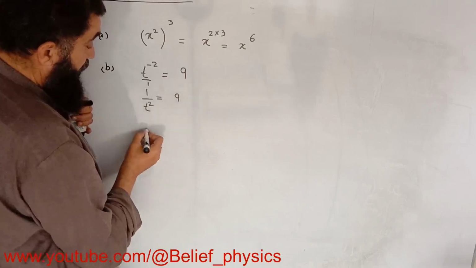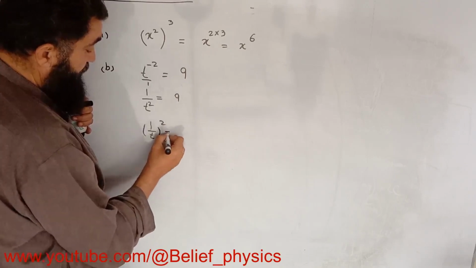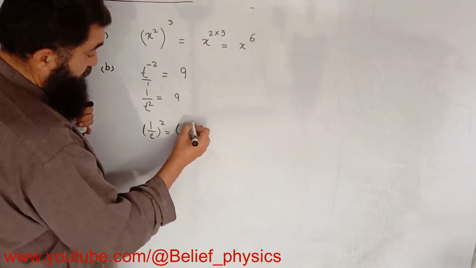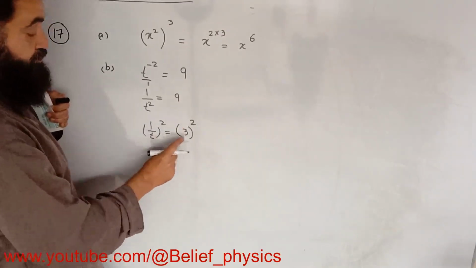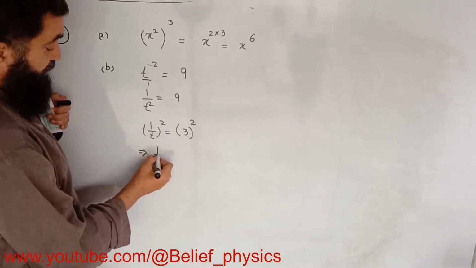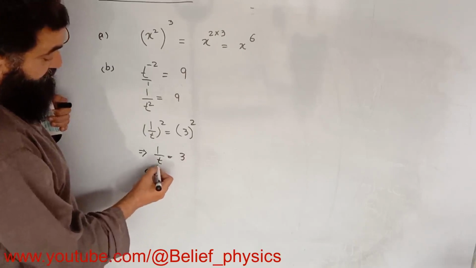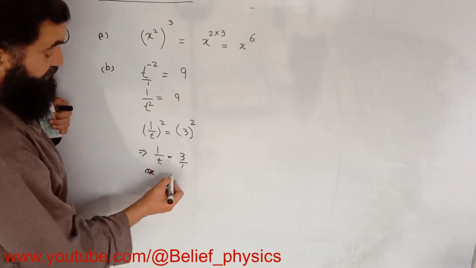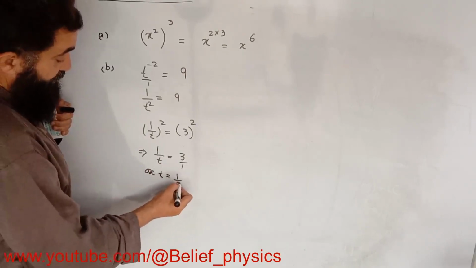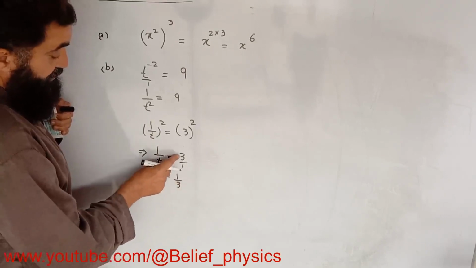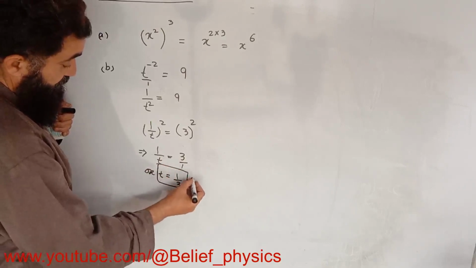So 9, or we can write it, (1 over t) squared is equal to 3 squared. The powers are the same, so the bases should be the same. It means that 1 over t should be equal to 3, or 3 over 1. If we cross multiply, then we get t is equal to 1 over 3. Or take the reciprocal of 1 over t, which is t, and the reciprocal of 3 over 1, which is 1 over 3. So t is equal to 1 over 3 is the answer.